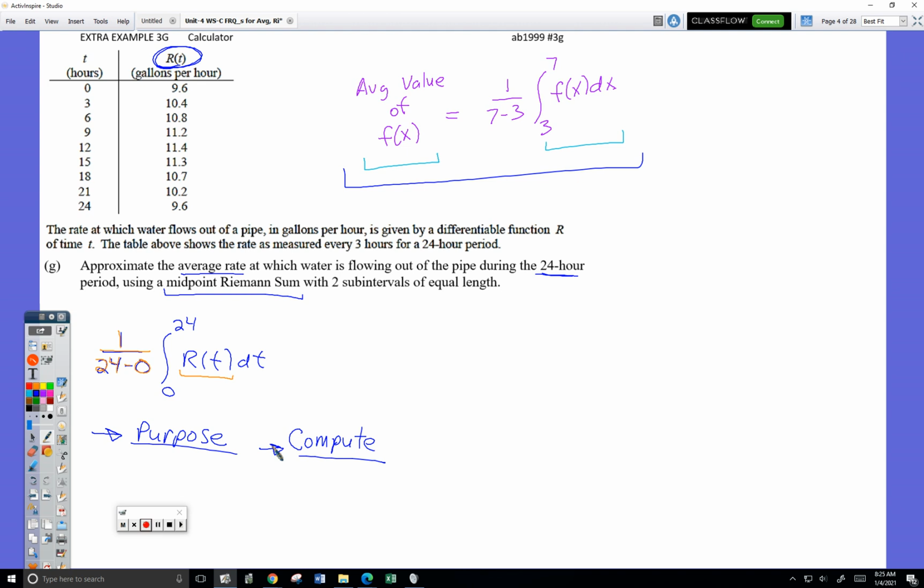Okay, so there's the setup, then there's the computation. And again, that's going to be very repetitive in the future. We're going to keep doing that over and over. So here's our setup. We've set up the integral. Now we need to compute the integral.